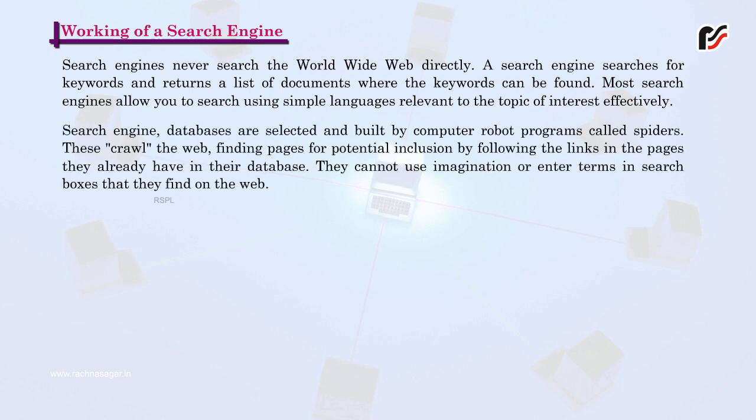Search engine databases are selected and built by computer robot programs called spiders. These crawl the web, finding pages for potential inclusion by following the links in the pages they already have in their database. They cannot use imagination or enter terms in search boxes that they find on the web.